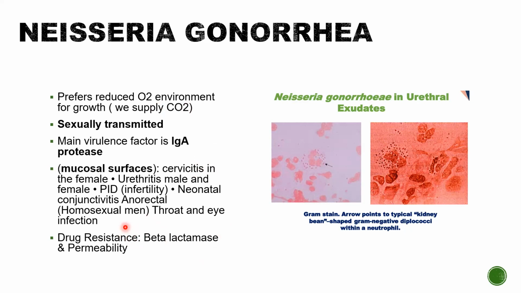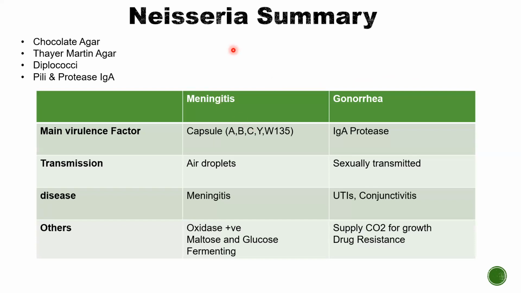The way gonorrhea develops drug resistance is by two methods, either through beta-lactamase or through decreasing permeability to the antibiotics. So the antibiotics are not able to penetrate into the microorganism. Again, we can't really tell if this is Neisseria gonorrhea or meningitis, but a clue in the scenario is going to tell you. For example, if they told you we found Neisseria in urethral exudates, of course it's not going to be meningitis. If they told you we found it in the CSF, you're going to know it's probably Neisseria meningitidis. So this is a summary.